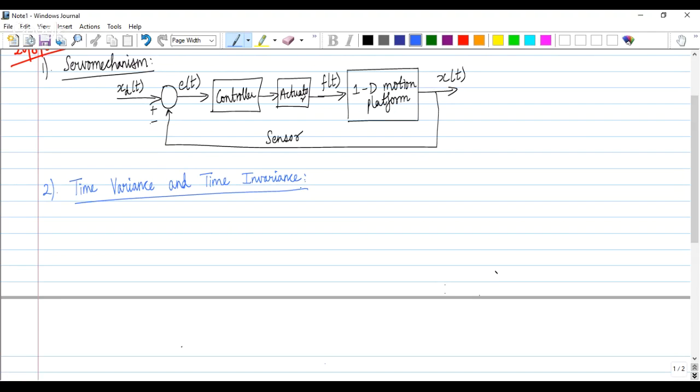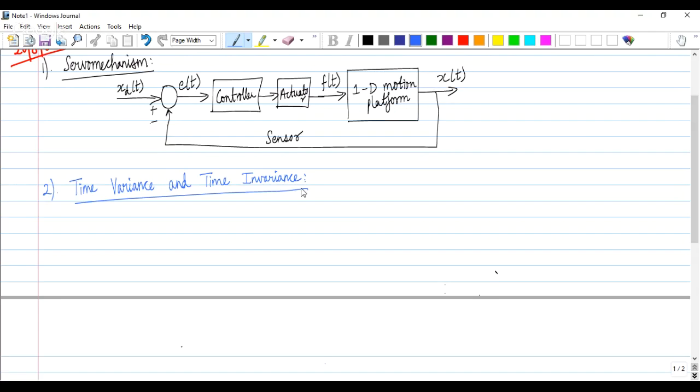So in general, time invariance refers to a system where you provide the same input at different instances of time. You should be able to get the same output, approximately the same output, right? So that is time invariance. So let's take a very simple example from our day-to-day life.